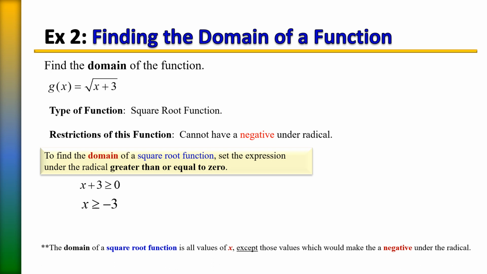So again, here our domain, writing it in interval notation form, would be bracket, because it includes negative 3. We can have negative 3 and anything greater. So we write infinity there, and remember to always close infinities with a parenthesis. You could also write this in set builder form to say that x is such that it can be any number that is greater than or equal to negative 3. And there you have it.